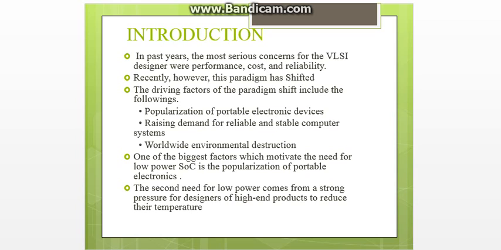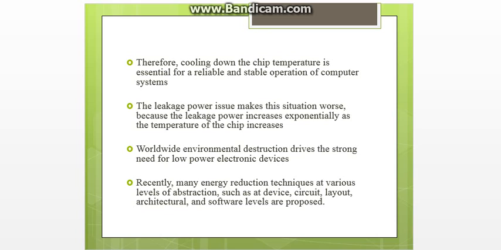One of the biggest factors which motivate the need for low power SOC is the popularization of portable electronics. The second need for low power comes from a strong pressure for designers of high-speed products to reduce their temperature. Therefore, cooling down the chip temperature is essential for reliable and stable operation of computer systems. The leakage power issue makes this situation worse because the leakage power increases exponentially as the temperature of the chip increases. Worldwide environmental destruction drives the strong need for low power electronic devices.